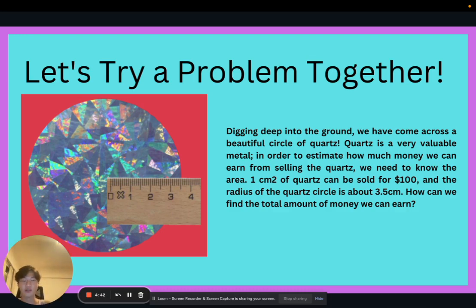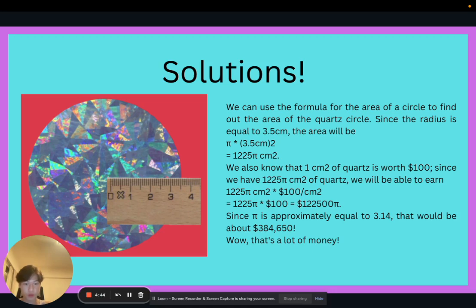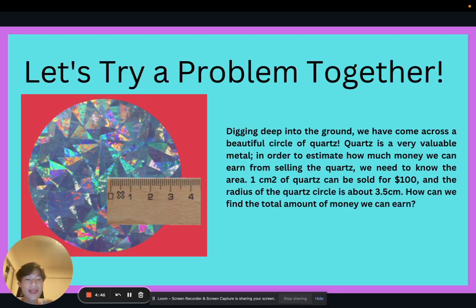Okay, let's look at the solution now. Well, since we know that the radius is 3.5 centimeters, all we need to find is the square centimeter footage of the quartz, and then multiply that area by 100 to find how much money we can earn. So firstly, let's find the area, right?